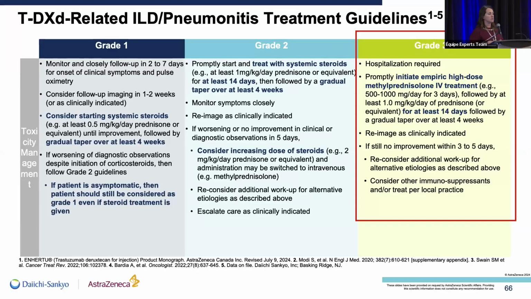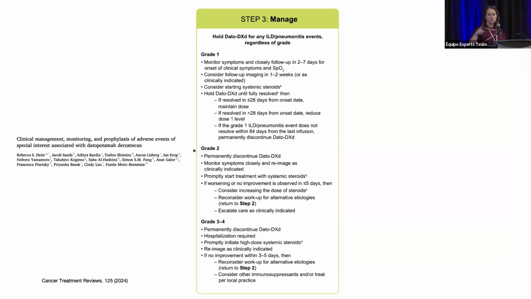Grade 3 patients are presenting, of course, more ill in hospital. It requires prompt treatment with high-dose steroids. And of course, there would be no re-challenge if they presented with a grade 3 or 4. This is just to highlight that with Dato-DXd, where we also have a little bit higher incidence of pneumonitis as opposed to the TDM1 groups, similar guidelines have been written up. So for grade 1s, really, we must be vigilant, monitoring the radiology and intervening quickly.